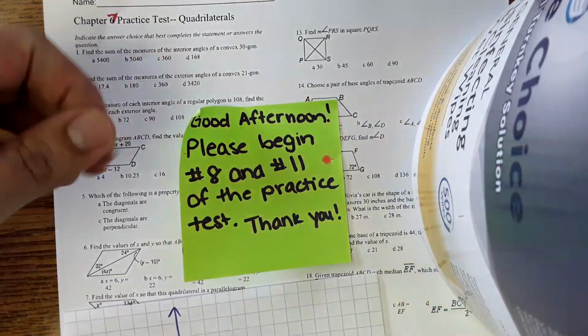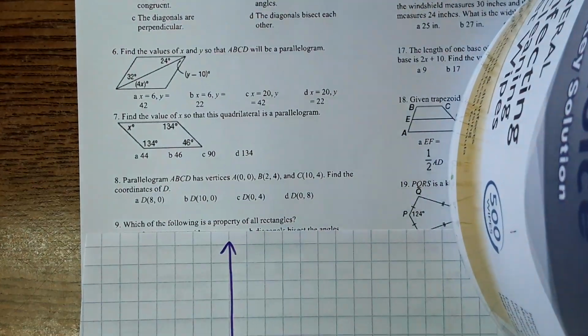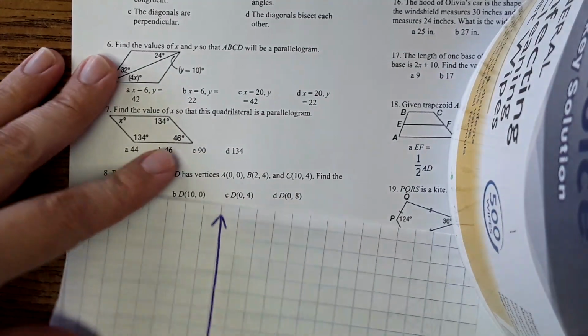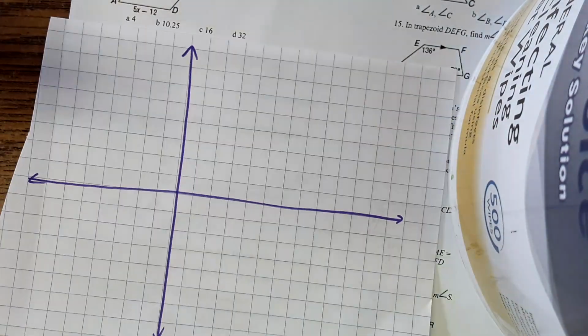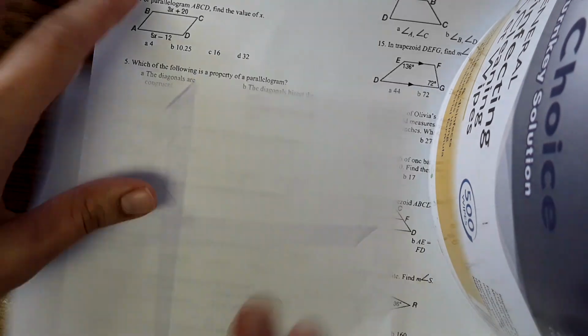Okay, so starting with number 8, it says that parallelogram ABCD has these vertices. It gives you 3 of the points, and you're trying to find the 4th one. So what you would do is make a coordinate plane. We're going to graph the 3 points.